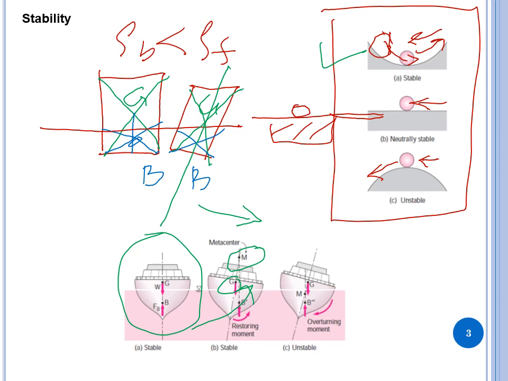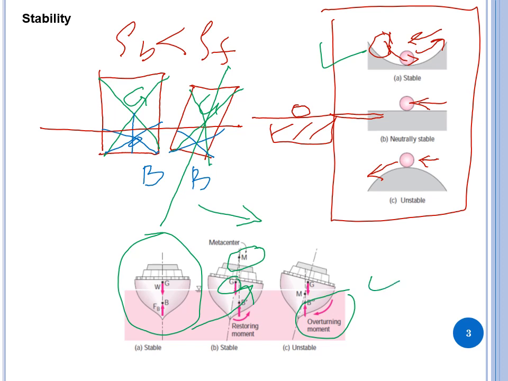If it keeps on turning and its metacenter comes inside the fluid, then the ship is turning to the right because of its weight, and then we have a moment, and that moment, because of the buoyancy force, is also making it turn right. So it is basically the overturning moment now. So the system will become unstable.